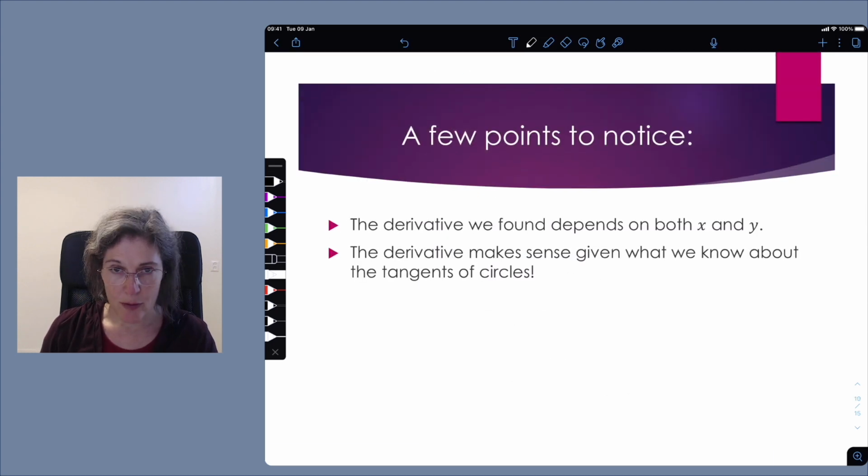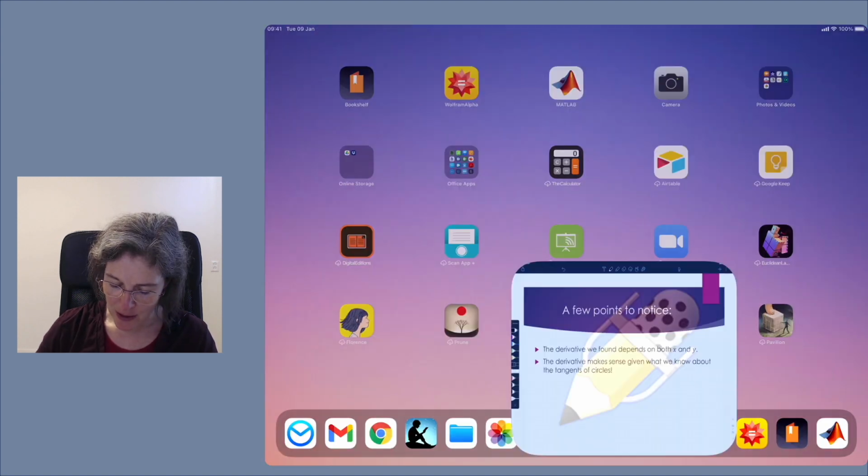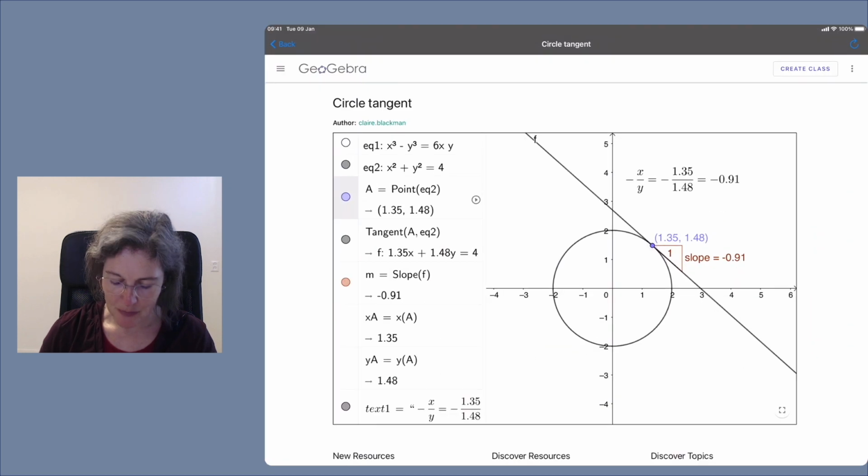So we've found that our derivative depends on x and y, and although we might not realize it right at the moment, it actually makes sense given what we know about tangents of a circle. So to see that, let's head over and have a look at GeoGebra. Here I've got my circle, and I've drawn the tangent at the point 1.35, 1.48. And GeoGebra very kindly will calculate the slope of that tangent as minus 0.91.